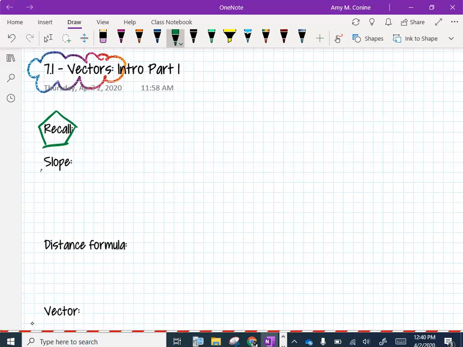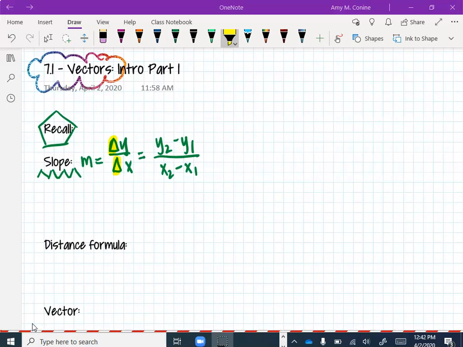And so we need to recall a couple of things. So the first thing is going to be slope. Okay. Slope, if you remember, you had a formula for it, and hopefully when it was introduced to you, it was introduced as the change in y over the change in x, which then led you to your y2 minus y1 over x2 minus x1 formula.